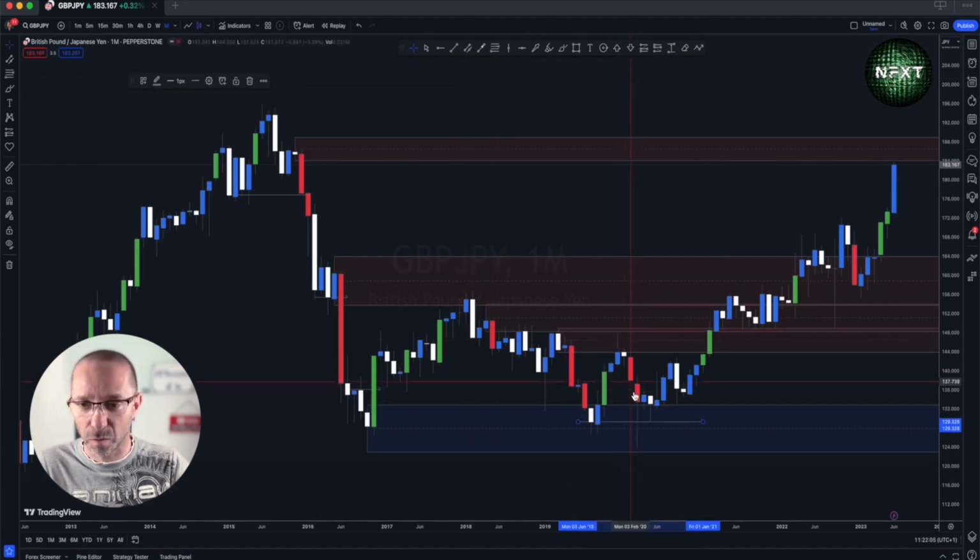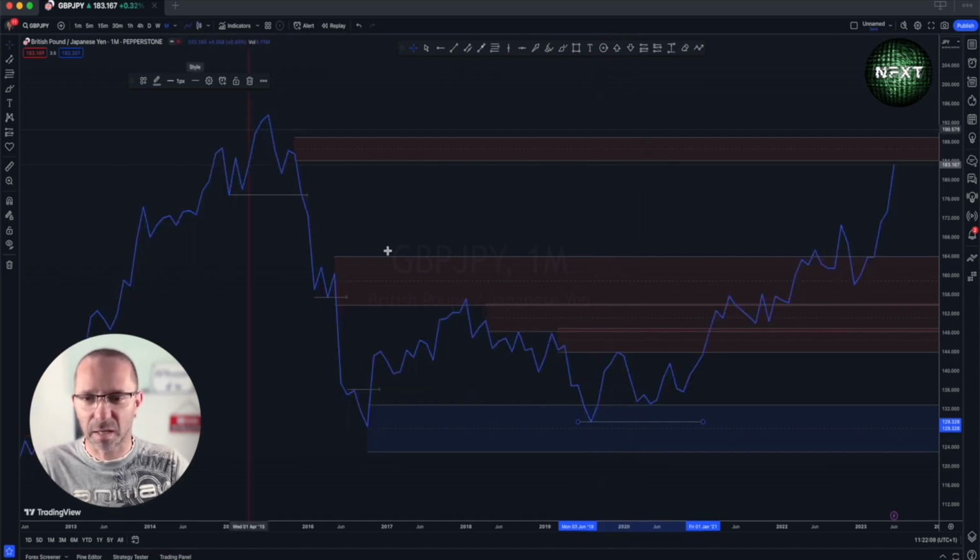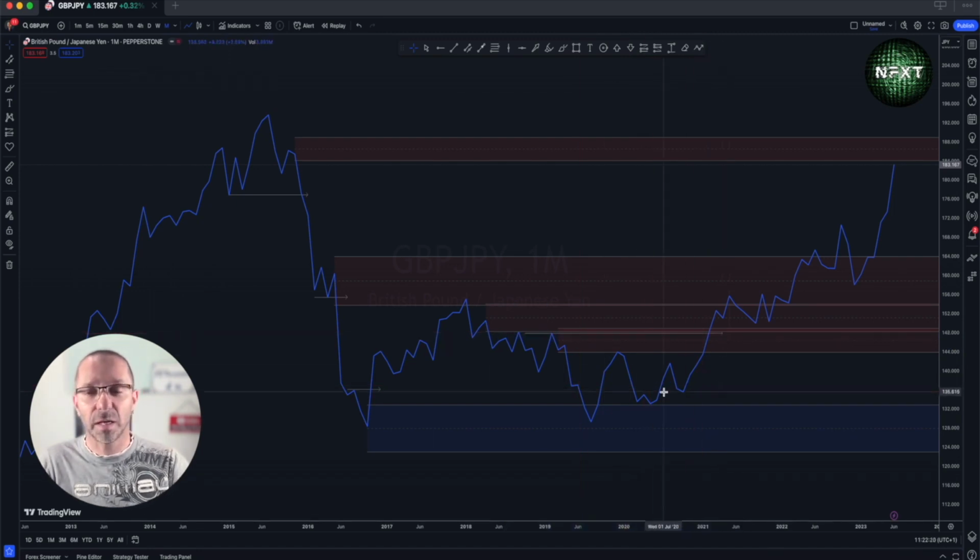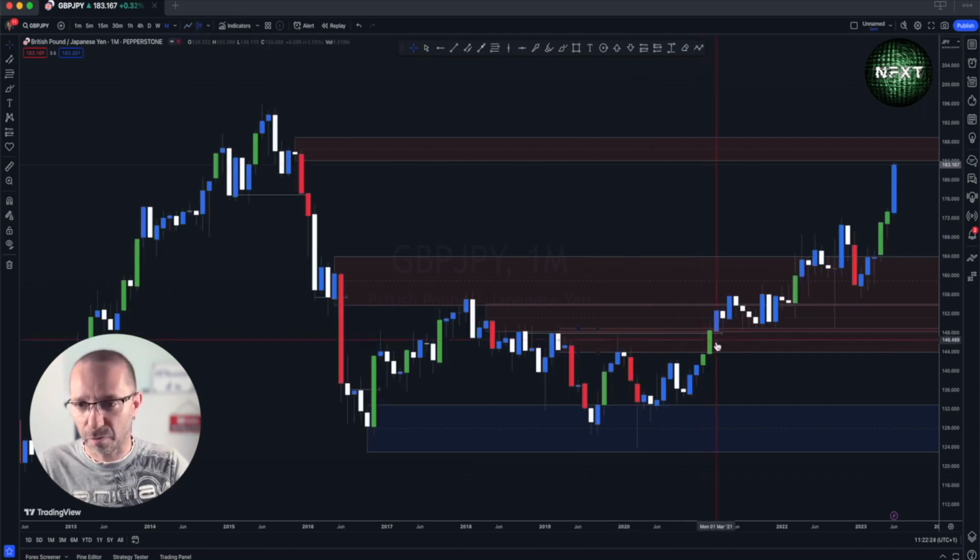We have that reversal. We push back through, take this swing low. And again, the next area we want to see broken was going to be this high. And that is broken over here. So mark this out. We don't actually reverse until we break through there. We go back to price. And we break through with a green candle.